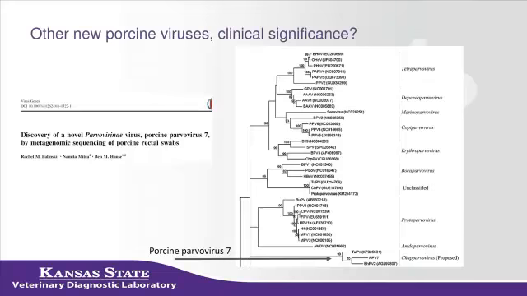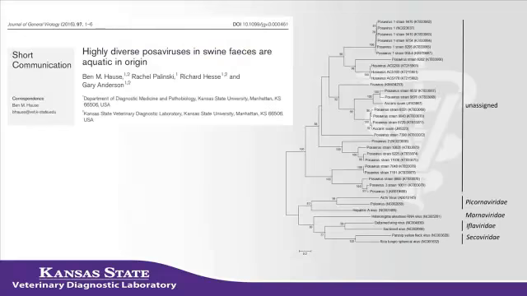Last couple of slides, a lot of times we find viruses and we've got no idea if they have any clinical significance. Here, the novel parvovirus, we find this in a lot of pig samples. You can see this down here. So it is an extremely divergent parvovirus we know nothing about. Likewise, another group of viruses that we find very often are called posoviruses.